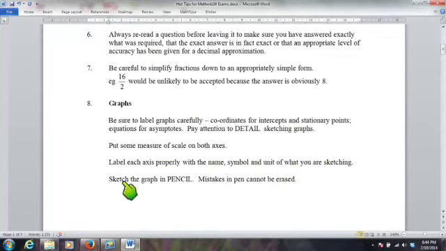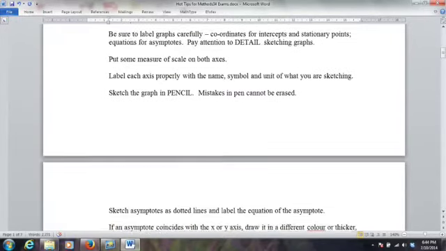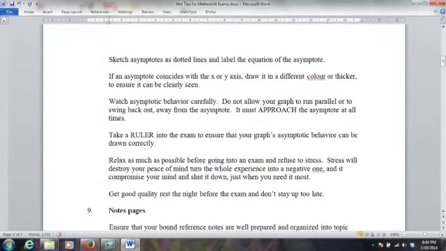What else have I got here? Sketch the graph in pencil. Yes, don't do it in pen, because mistakes in pen cannot be erased, guys, so do them in pencil. What else have we got here? Sketch asymptotes as dotted lines. Yes, as dotted lines, and label the equation of the asymptote. If an asymptote coincides with the x or the y axis, draw it in a different colour or a thicker pen or something so that it can be clearly seen.